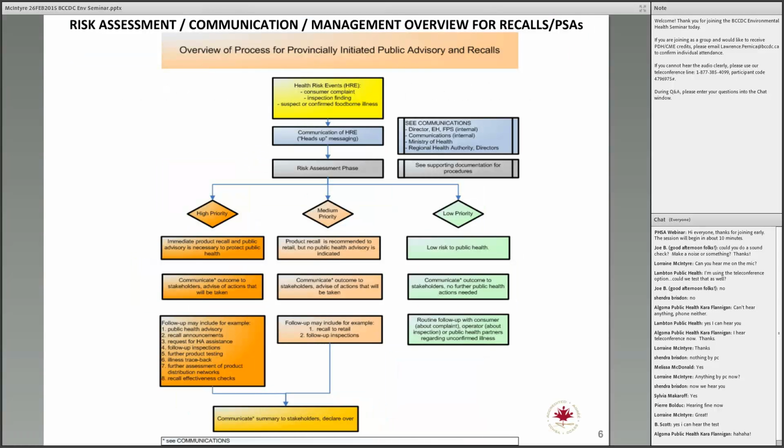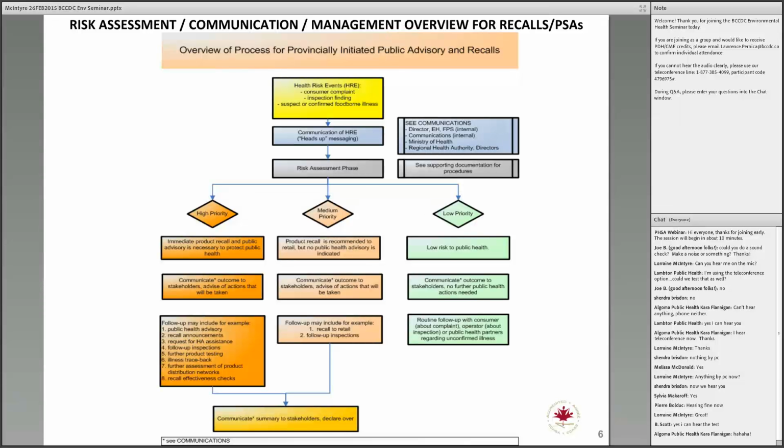So I grabbed a couple of slides from our recall manual, and this is an overview of how we would approach a food recall, and I just put this in here for your interest. It's not really related too much to these food risk assessments I'm doing, but if you have a health risk event, so you have someone phone in with a complaint, or you have a suspect illness, or perhaps you have an adverse inspection finding, one of the first things you have to do in the risk communication area is give a heads up messaging. And then you enter into the risk assessment phase.